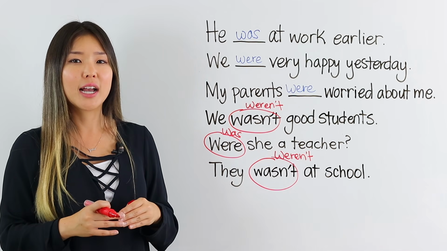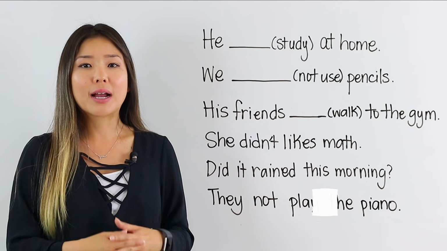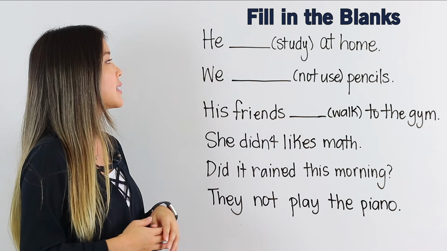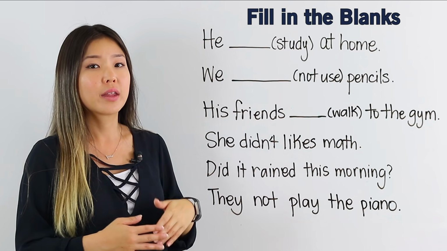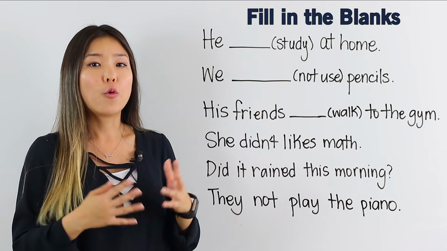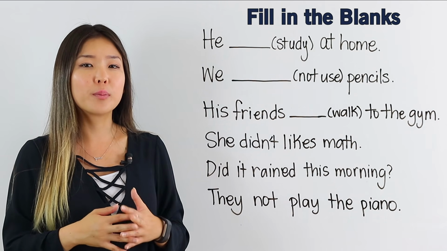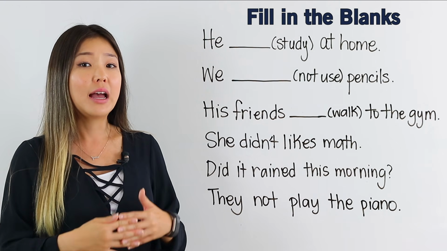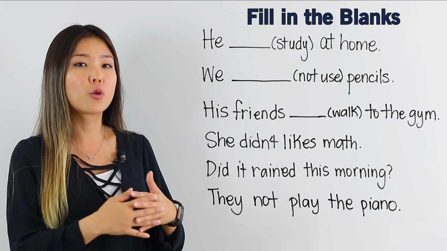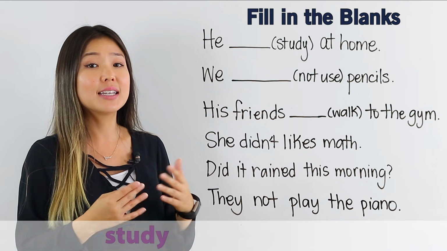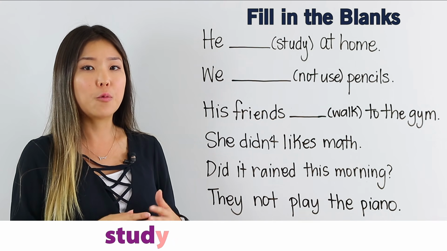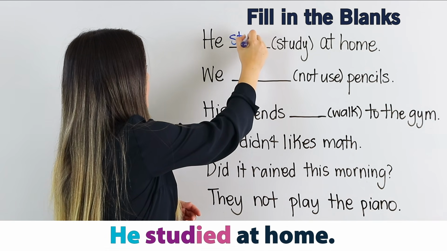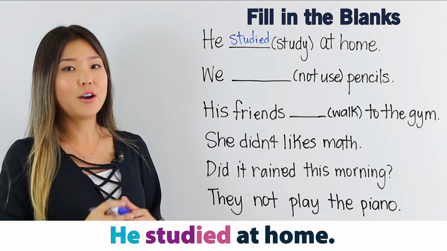Let's move on to the next checkup. Now, let's practice regular verbs in the past simple tense. Take a look at the first sentence. He blank at home. The verb is study. Remember, when changing a regular verb into the past tense, we add d or ed to the end of the verb. However, there's a separate rule for words that end in y, such as study. We drop the y and we add ied. So the correct answer is he studied at home.